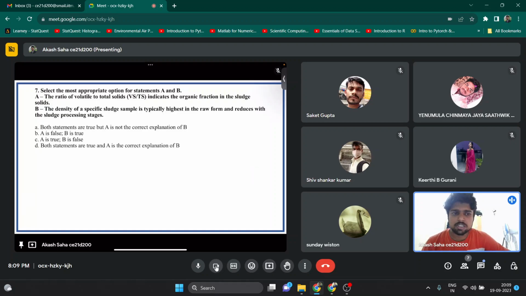Okay, so the next question: you have two statements. The first statement says the ratio of volatile to total solids indicates the organic fraction of the sludge. The second says the density of a specific sludge sample is typically highest in the raw form. So it is telling that for a sludge, the density is highest in the raw form and it reduces with the sludge processing stages. So you have to tell me which of the statements are true, or whether both are true.